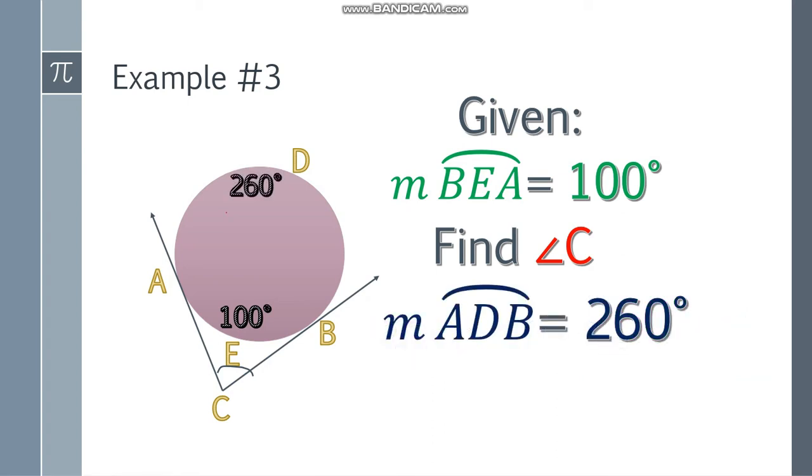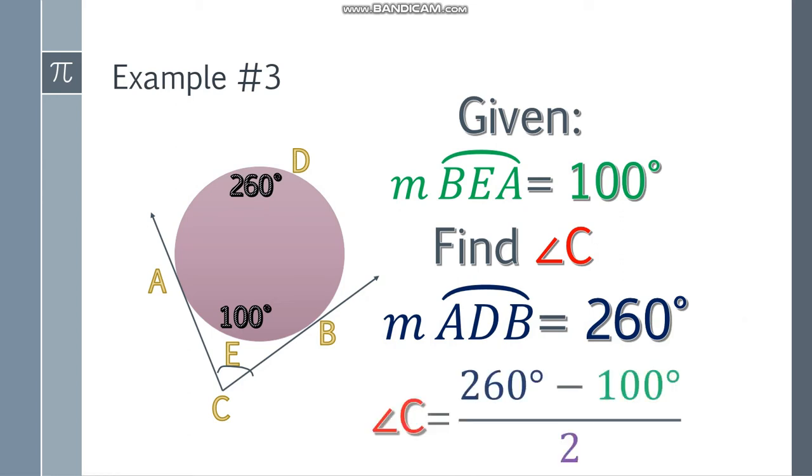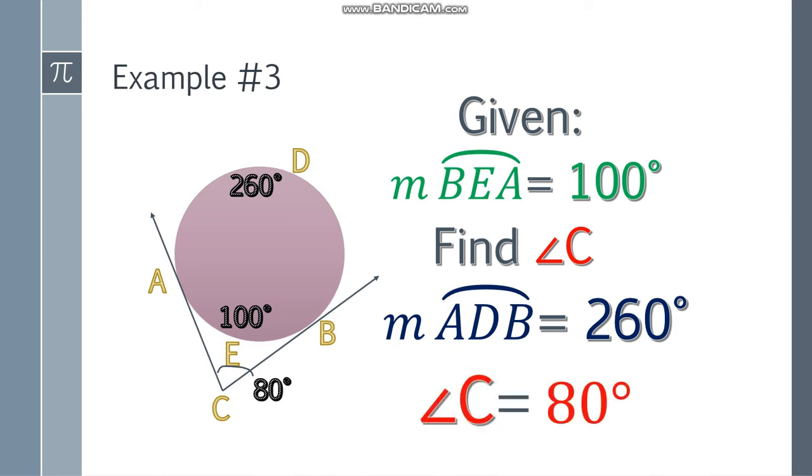So there we have it. Arc ADB is 260 degrees. So for angle C, this one, apply the formula. The larger arc minus the smaller arc. The answer to that one, we have to divide by 2. So let's simplify the numerator first. That will be 160, divided by 2, and the final answer will be 80 degrees.